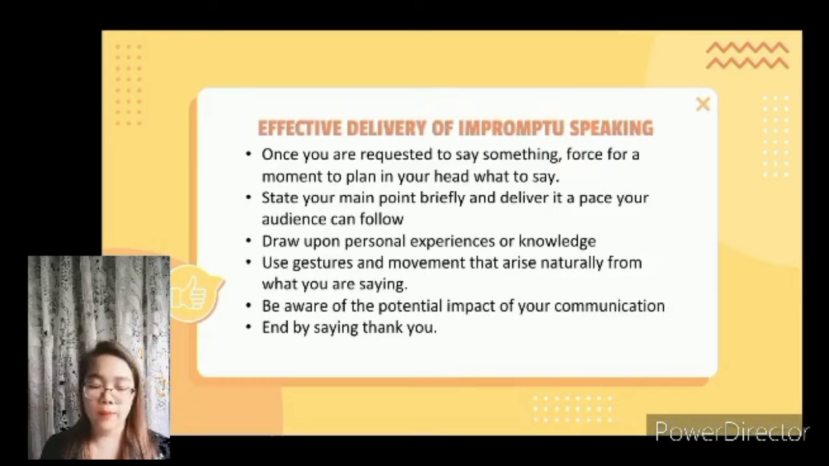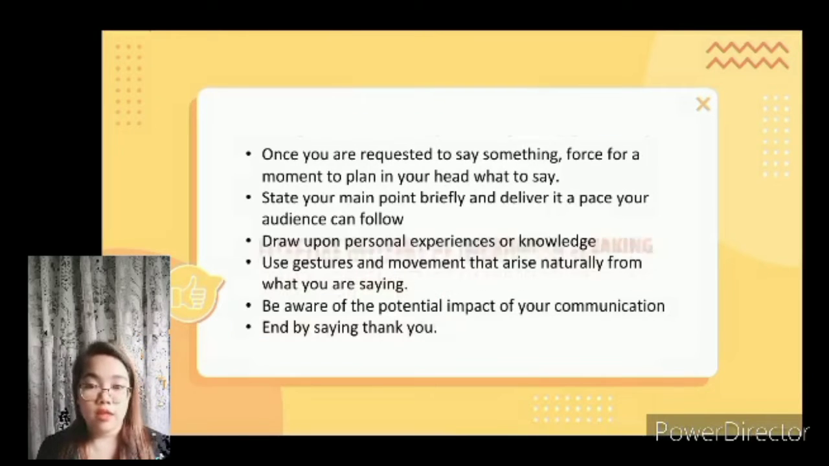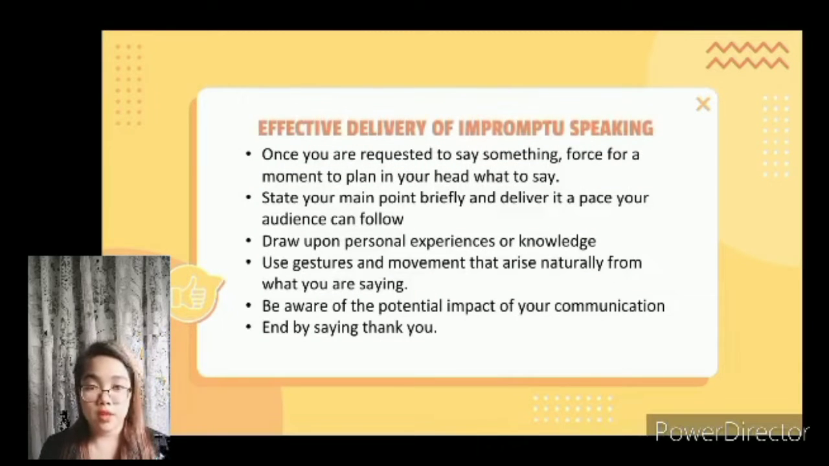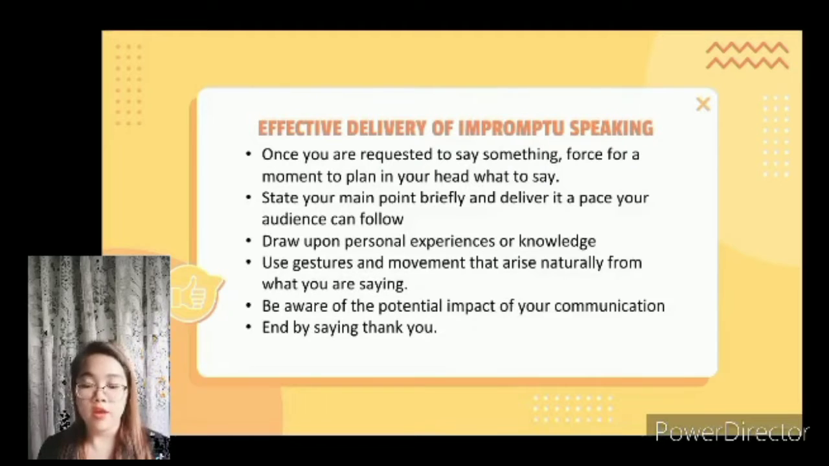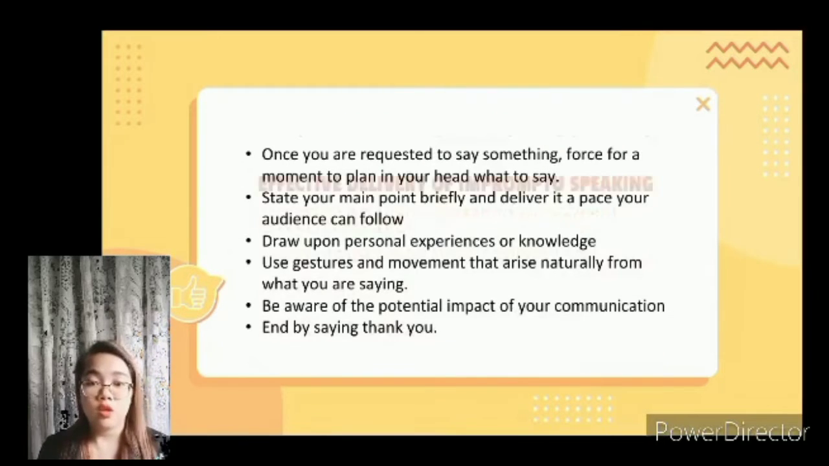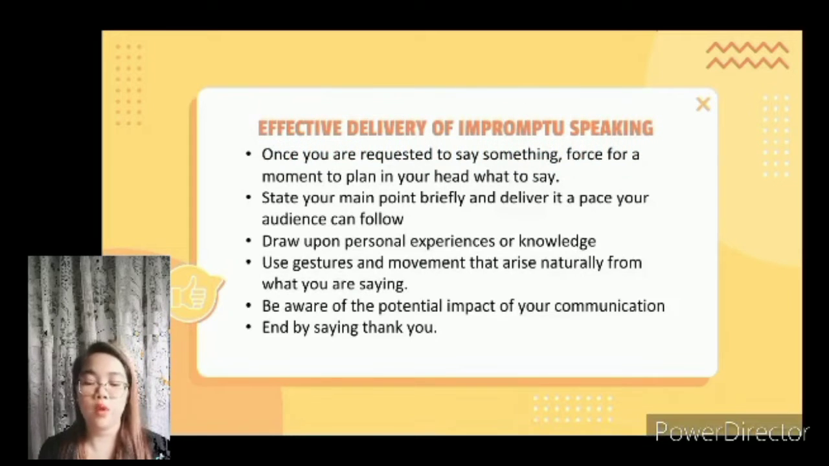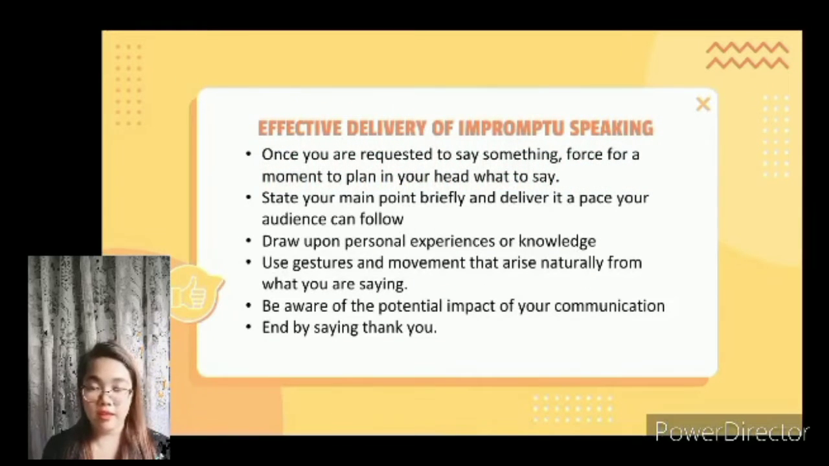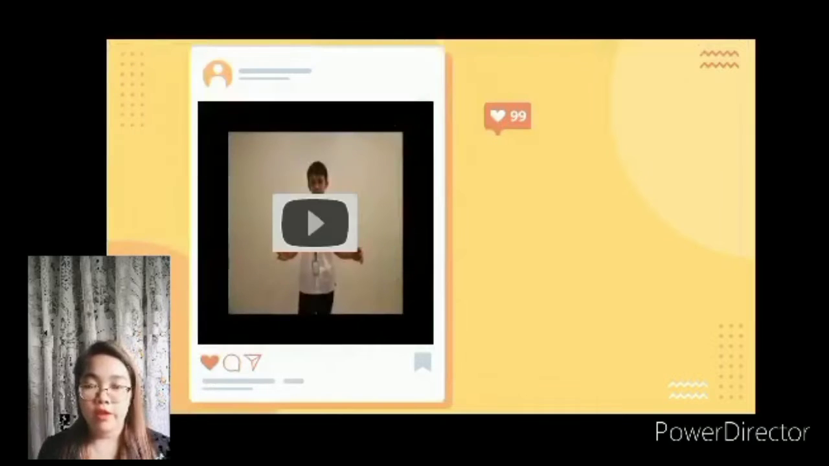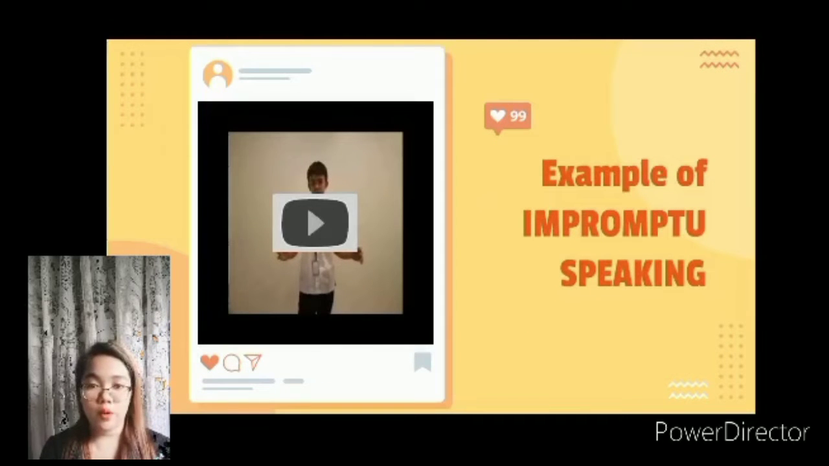The next, draw upon experiences or knowledge. You can relate your message to your personal experiences and your own knowledge. The next, use gestures and movement that arise naturally from what you are saying. Avoid using gestures that are not related to what you are saying. The next, be aware of the potential impact of your communication. Lastly, your impromptu speech must end by saying thank you. I have here a video, an example of an impromptu speaking.